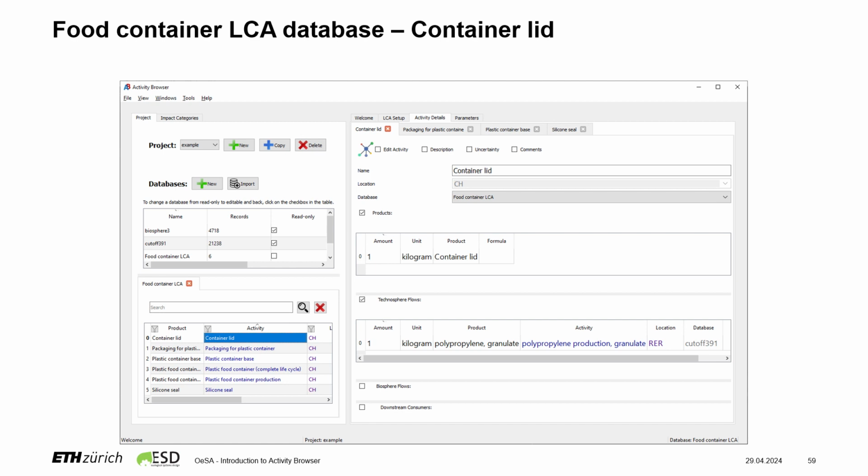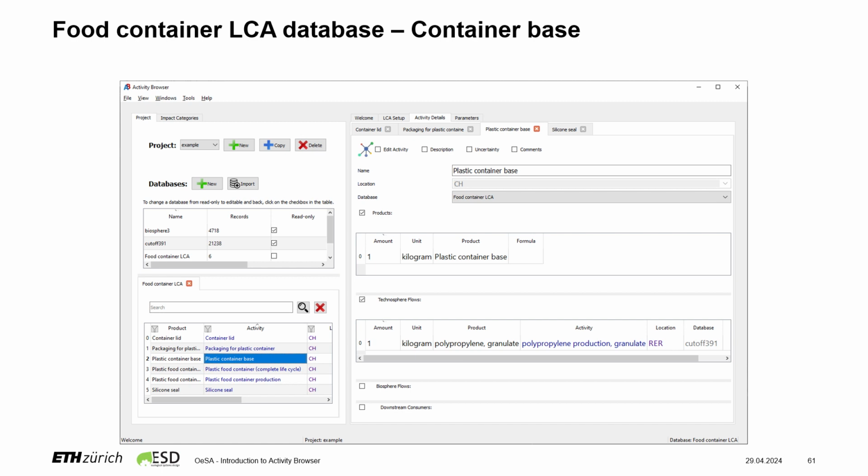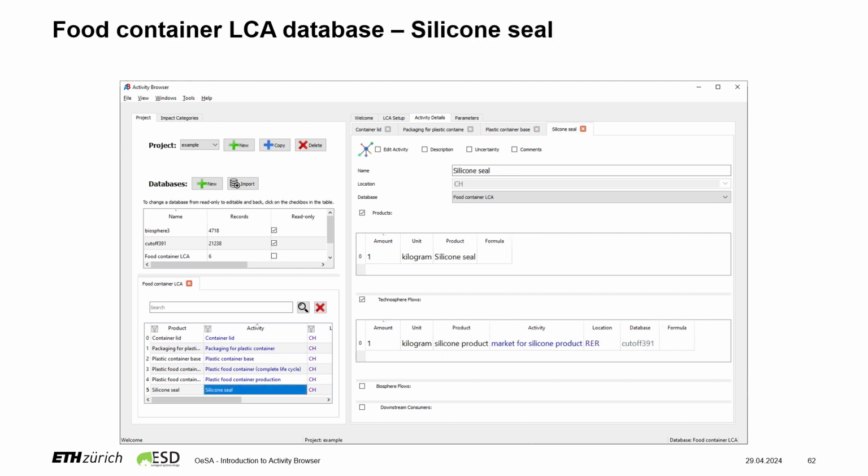So for example, I have a container lid here, and 1 kilogram of container lid needs 1 kilogram of polypropylene, for instance. Or 1 kilogram of packaging needs 1 kilogram of folding boxboard carton. That's what I chose. Same goes for the plastic container base. 1 kilogram of the base needs 1 kilogram of polypropylene. And for the silicon seal, it is also the same. 1 kilogram of the seal needs 1 kilogram of silicon product. And here I chose markets. You can choose something else.